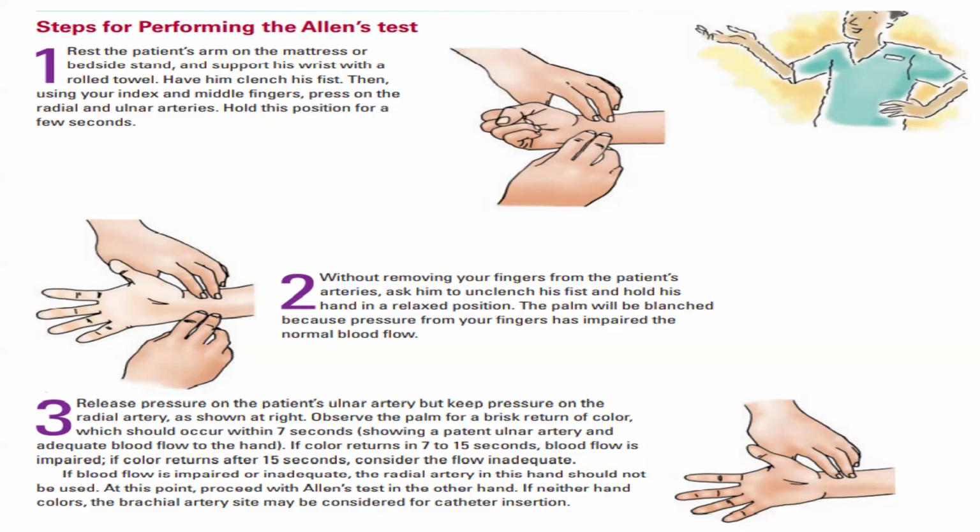Now the next step is to release the pressure on the ulnar artery and keep the pressure on the radial artery as it is, and then observe the palm for the brisk return of color. Normally it will occur within 7 seconds. If the color returns in 7 to 15 seconds, then the blood flow is impaired. And if the color returns after 15 seconds, that means the flow is inadequate.